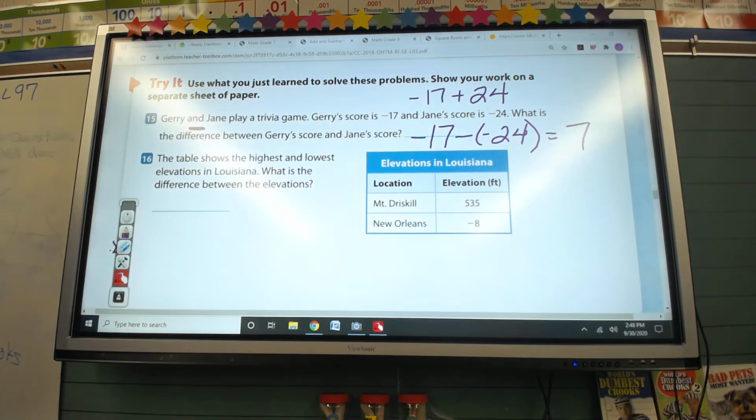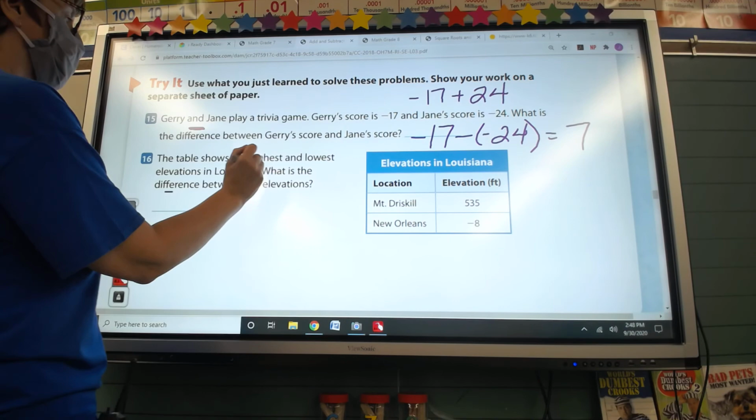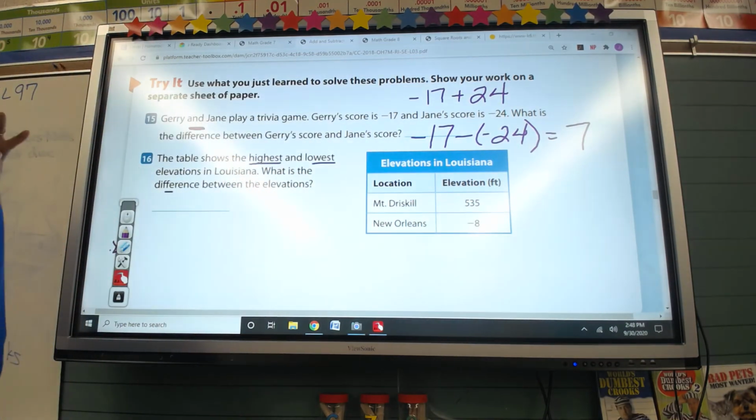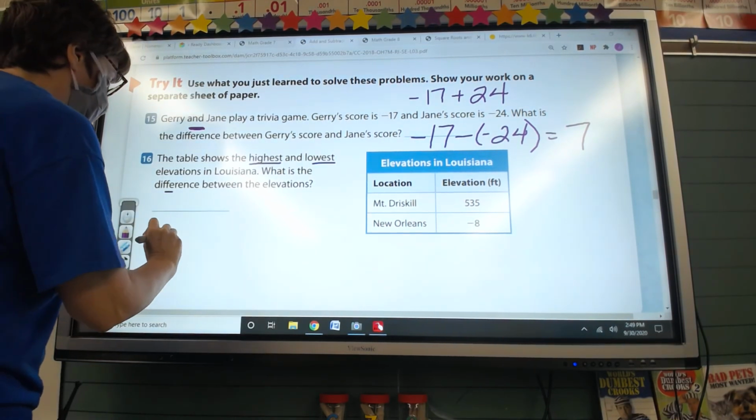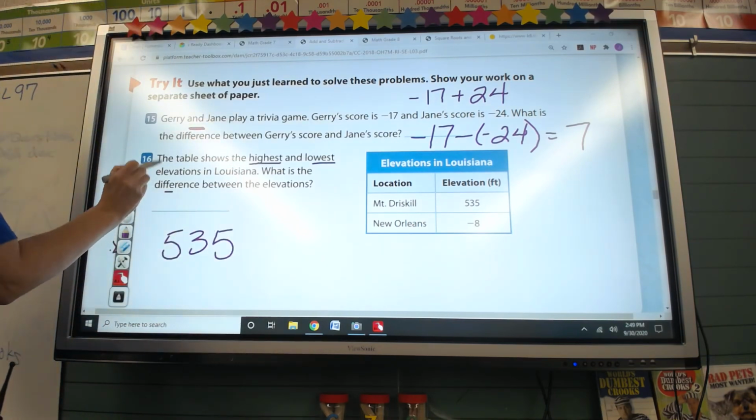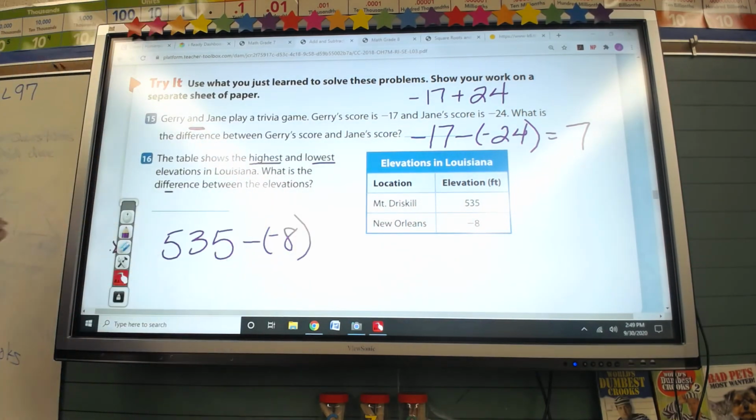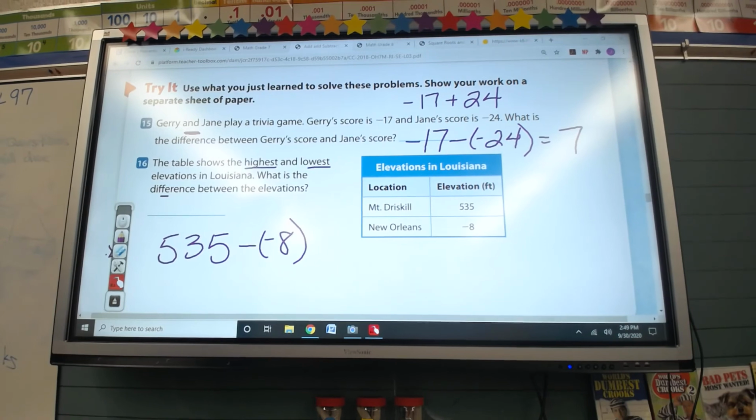Okay. The table shows the highest and lowest elevations in Louisiana. What is the difference between the elevations? All right, my other 2 kids will give candy. Who wants to do the expression? Okay, Bobby, you going to do the expression? Okay, hang on, Bobby. They want difference. So what do they want me to do? They want subtraction, and they want highest and lowest. So what are you going to say? It would be 535, highest, and then minus negative 8, lowest. What's the difference?